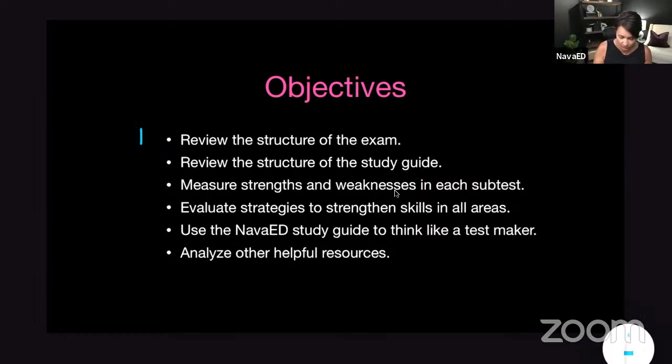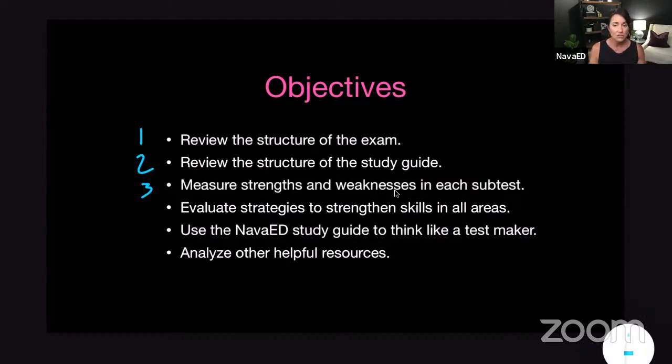Then I'm going to review the structure of the study guide in terms of practice tests and where the answer explanations and all of the resources in the book that can help you. The third thing we're going to do, I'm going to show you how to measure your strengths and weaknesses in each subtest. This is key.